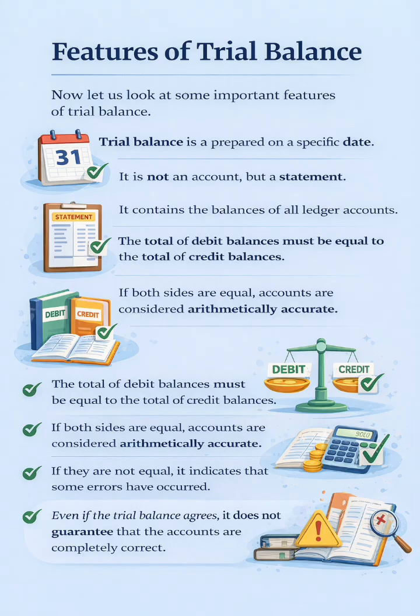Features of trial balance. Now let us look at some important features of trial balance. Trial balance is prepared on a specific date. It is not an account, but a statement. It contains the balances of all ledger accounts. The total of debit balances must be equal to the total of credit balances. If both sides are equal, accounts are considered arithmetically accurate. If they are not equal, it indicates that some errors have occurred. Even if the trial balance agrees, it does not guarantee that the accounts are completely correct.